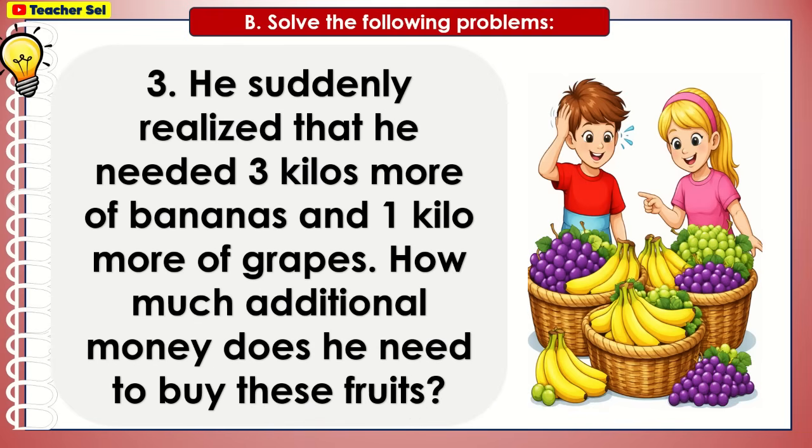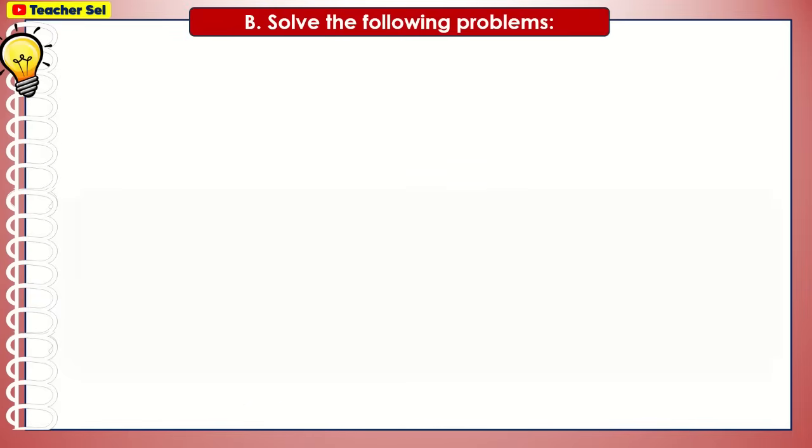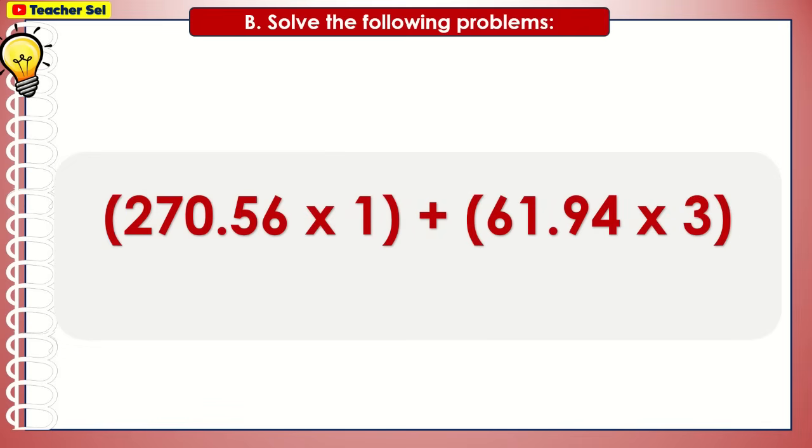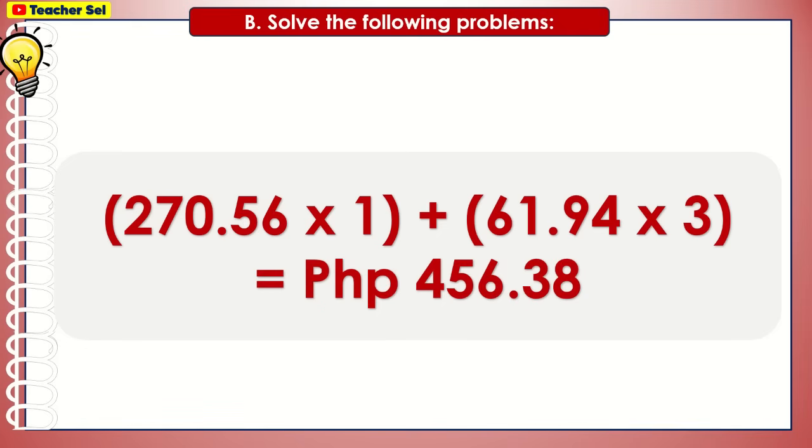He suddenly realized that he needed 3 kilos more of bananas and 1 kilo more of grapes. How much additional money does he need to buy these fruits? 270.56 times 1 plus 61.94 times 3. The answer is 456 pesos and 38 centavos.